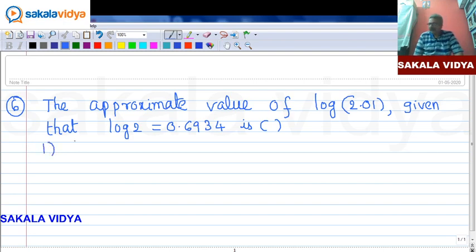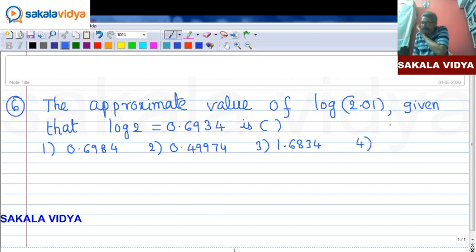First option 0.6984, second option 49974, third option is 1.6834, fourth option, this will be 1.6683. This is the question. Okay, let us do it now.